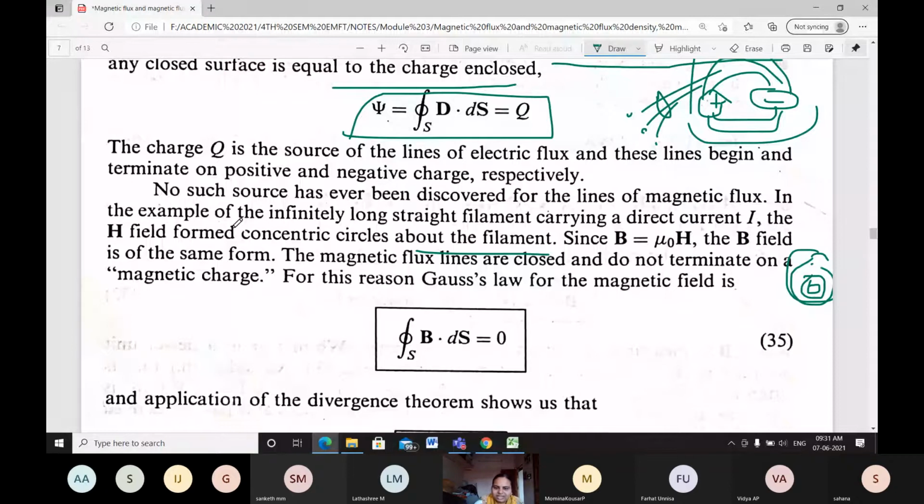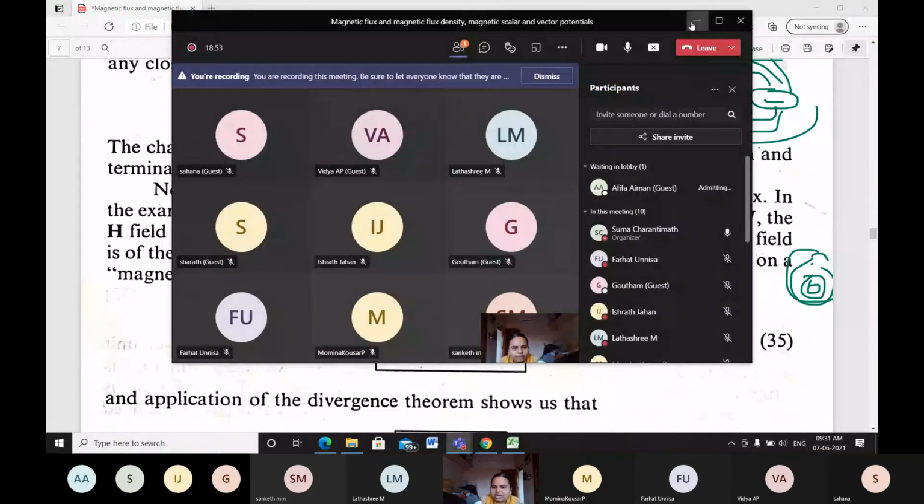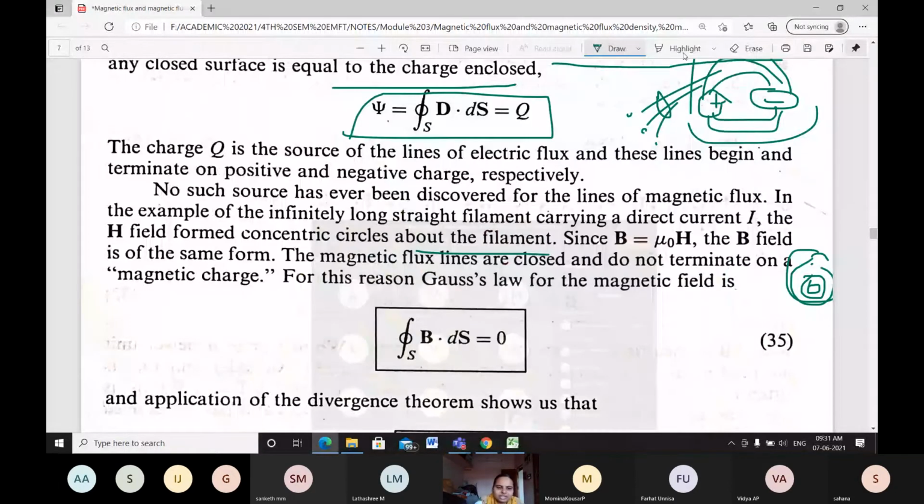Then the magnetic flux lines are closed and do not terminate on a magnetic charge. Here the magnetic flux lines, unlike the electric field, are not going to terminate on a magnetic charge. That's what it is telling. Therefore, Gauss's law for the magnetic field is going to be zero. That is, the integration over the closed surface of the flux density B dot dS is going to be equal to 0.